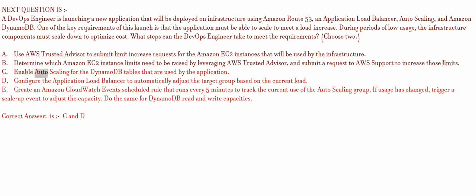C. Enable auto-scaling for the DynamoDB tables that are used by the application. D. Configure the application load balancer to automatically adjust the target group based on the current load. E. Create an Amazon CloudWatch events scheduled rule that runs every 5 minutes to track the current use of the auto-scaling group. If usage has changed, trigger a scale-up event to adjust the capacity. Do the same for DynamoDB read and write capacities. Correct answer is C and D.